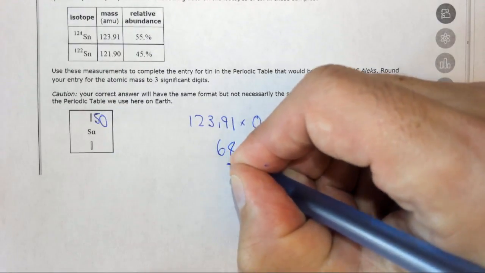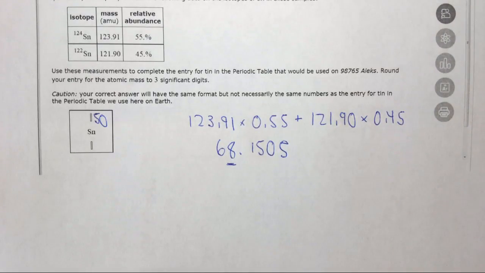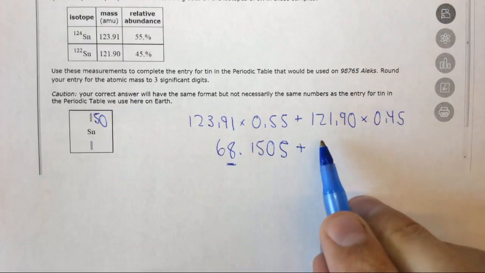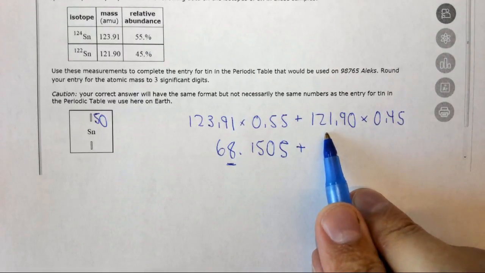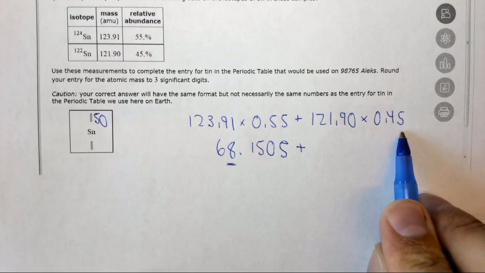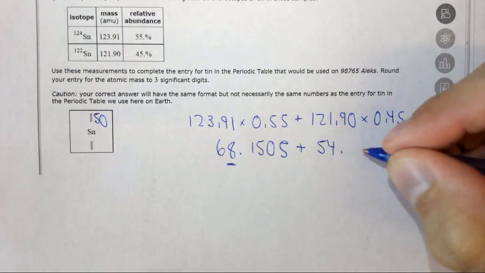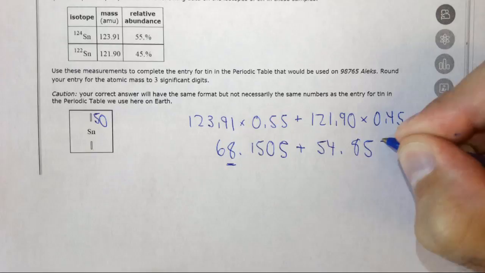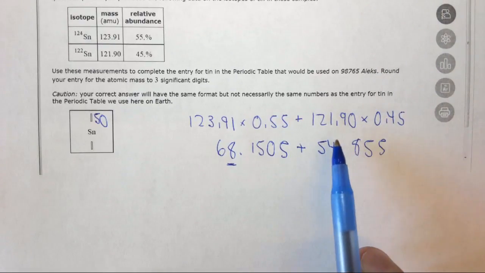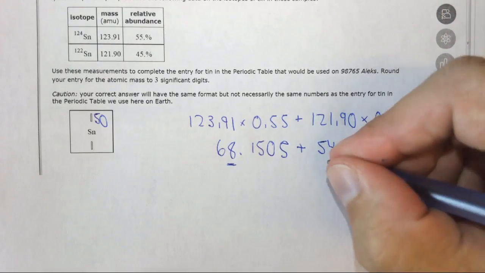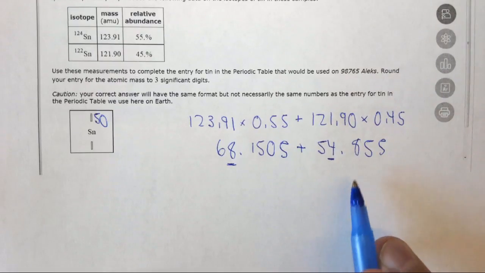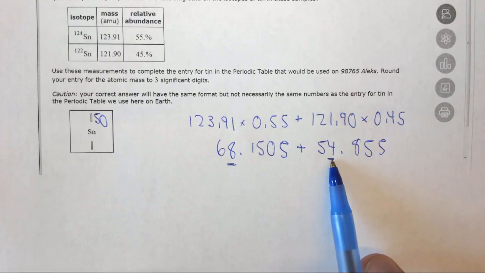I don't want to round yet, but I do want to put a line under it, just to remember that this should be 2 significant figures. Plus, this isotope mass times its natural abundance. So we multiply these two, and we get 54.855. Again, for the significant figures, we have 5 and we have 2. So we just want to put a line under there. We don't actually want to round. We just want to put a line under there so that we know that that's the one we should consider.